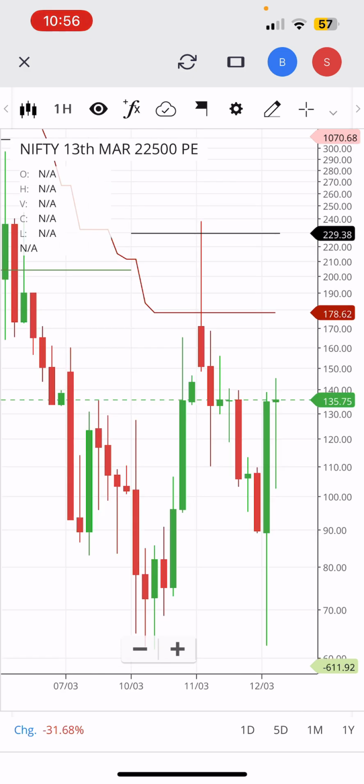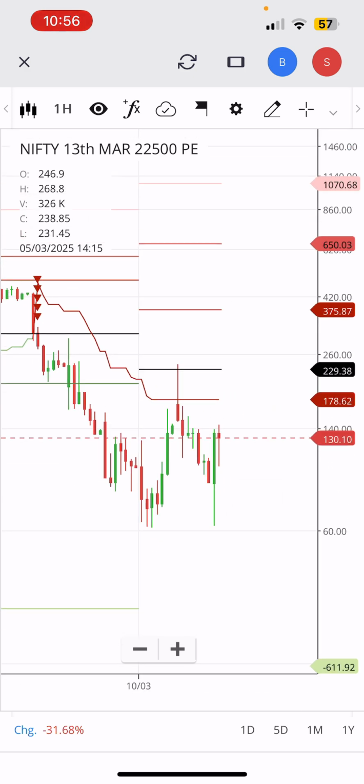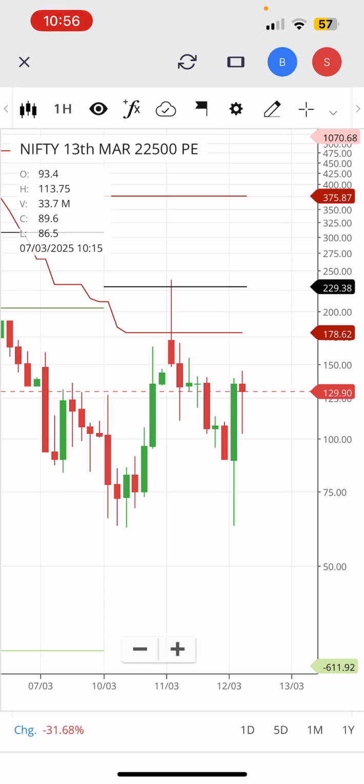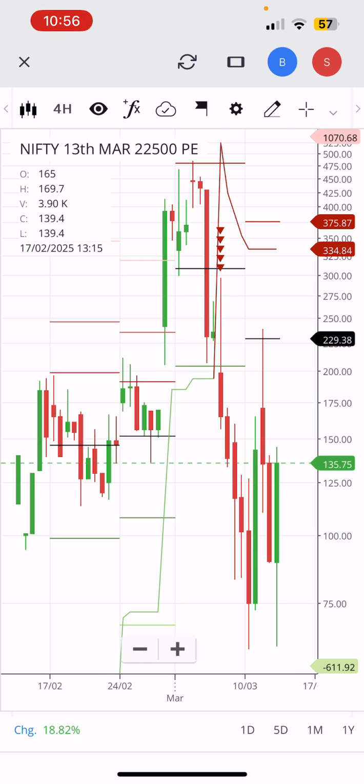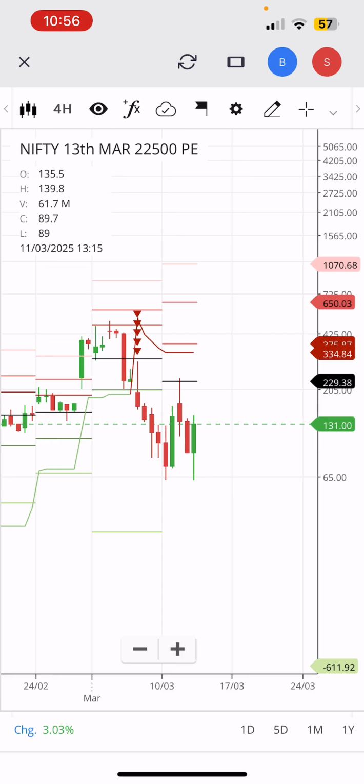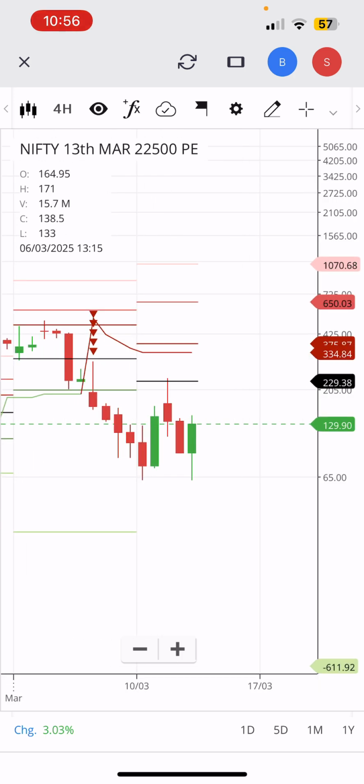So if I'm looking at a 1 hour time frame, it is saying above 178, it is bullish. And if I'm looking at 4 hours time frame, in 4 hours time frame, it is saying above 334.